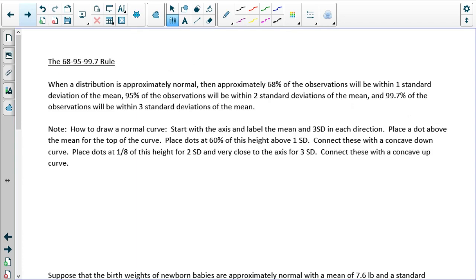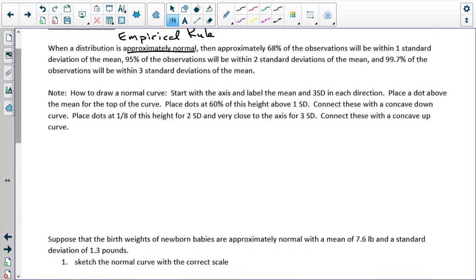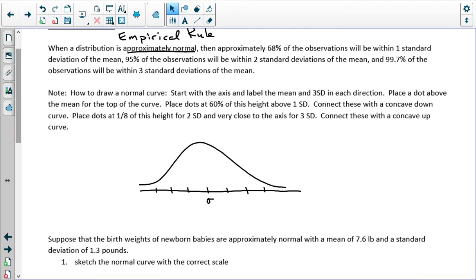The 68, 95, 99.7 rule is also called the empirical rule. If we have something that's approximately normal, then approximately 68% of the observations are within one standard deviation of the mean. Approximately 95% of the observations are within 2 standard deviations of the mean, and approximately 99.7% of the observations are within 3 standard deviations of the mean. So here's the mean, 1 standard deviation, 2 standard deviations, 3 standard deviations. My graph isn't perfect, and it's hard to draw on the smartboard.